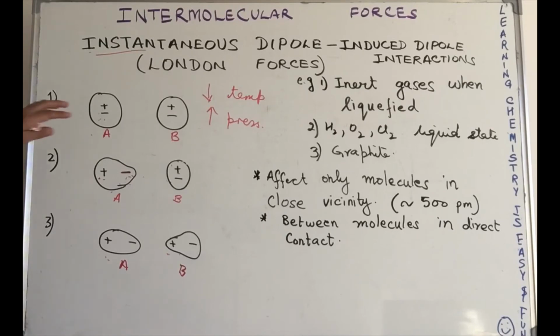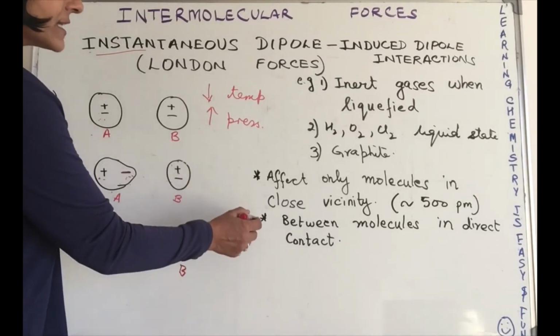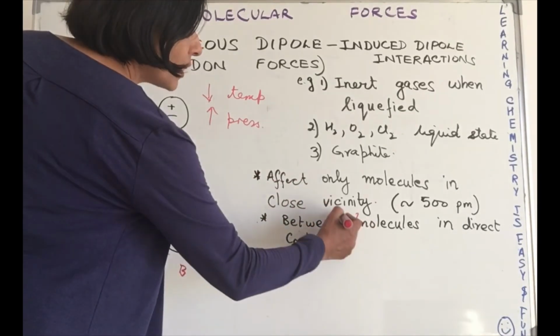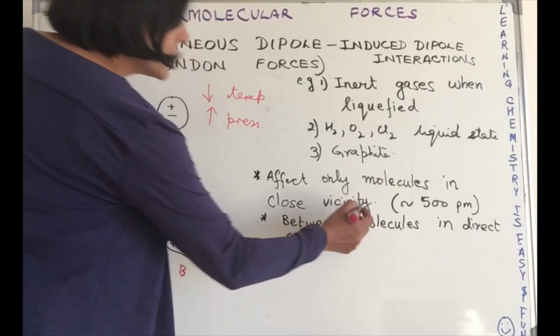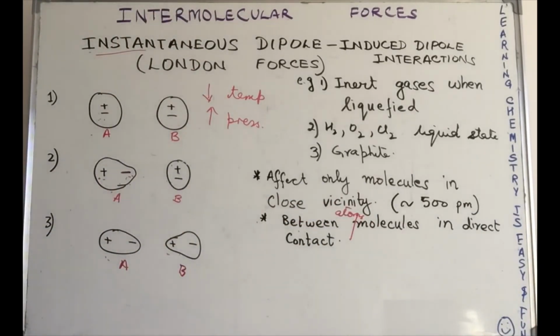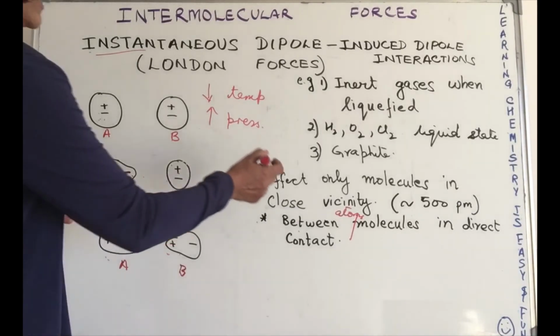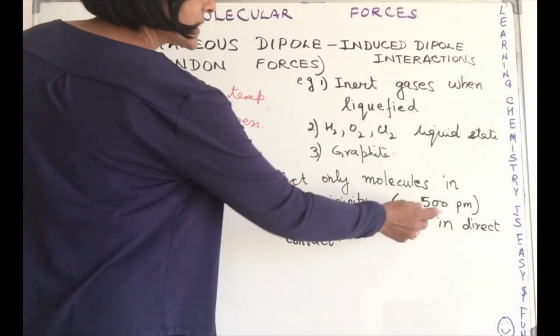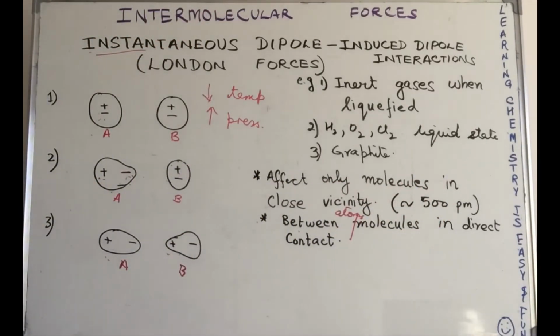These types of forces will develop between two molecules or atoms which are in almost direct contact, very close to each other, right? The molecules are in close vicinity. We are given an approximate idea of 500 picometers, so they are in the close vicinity of each other.